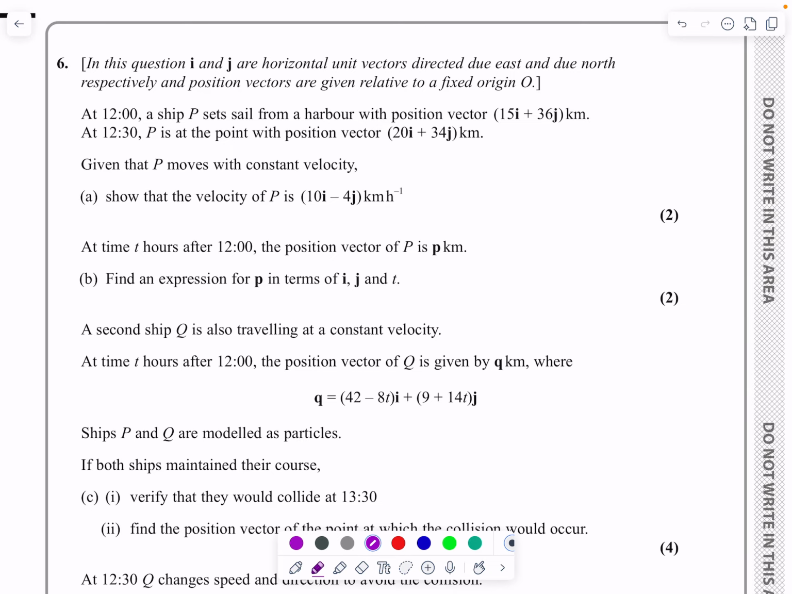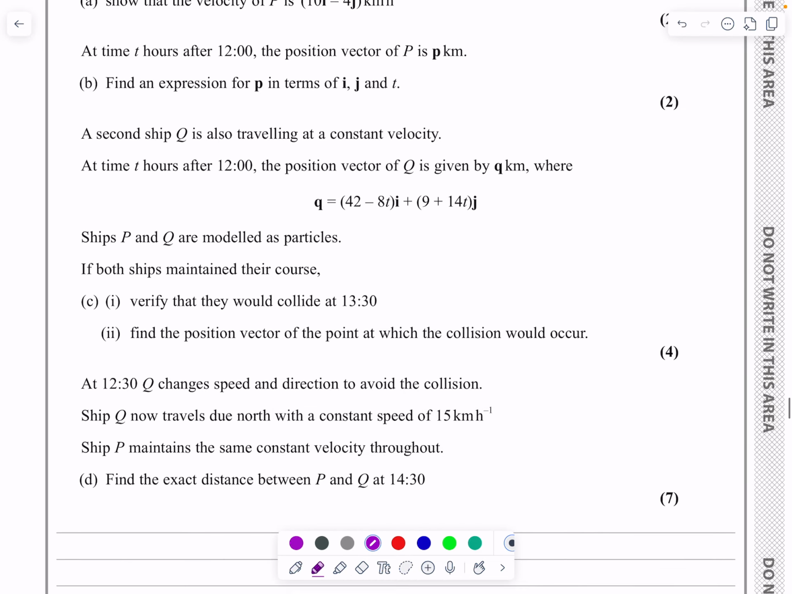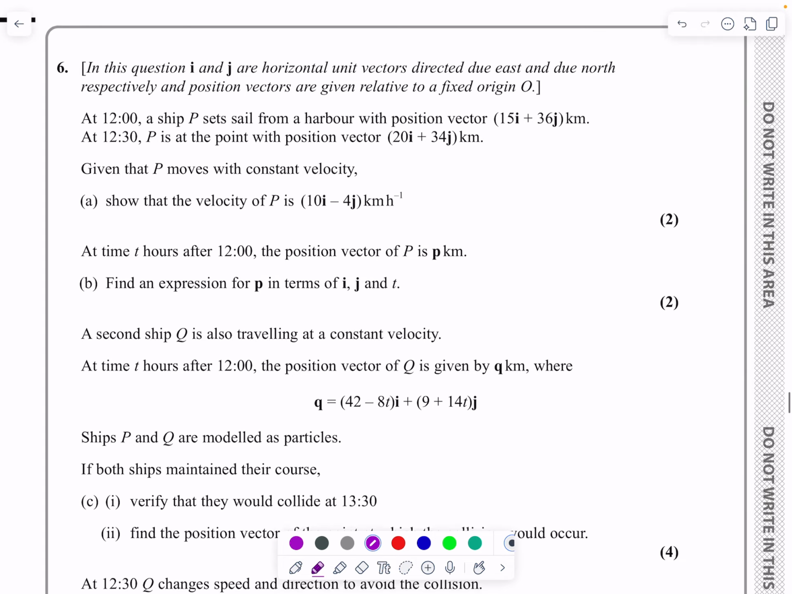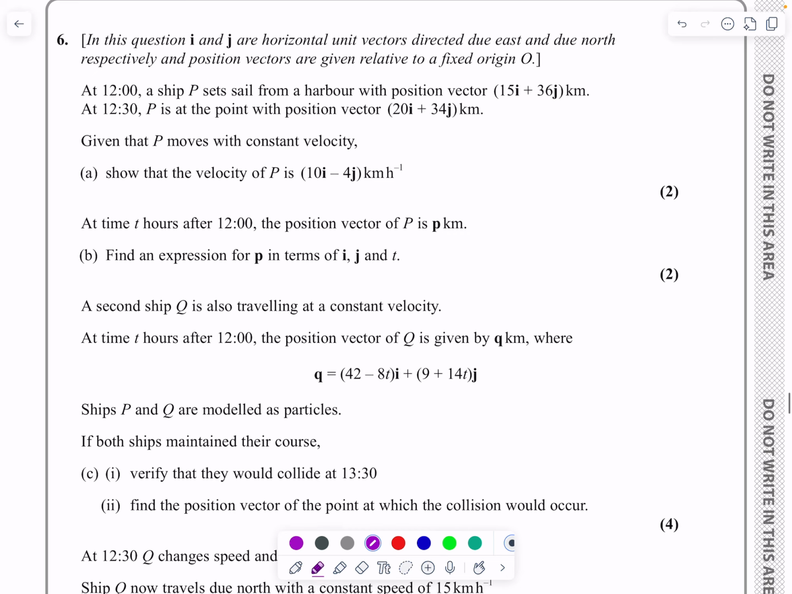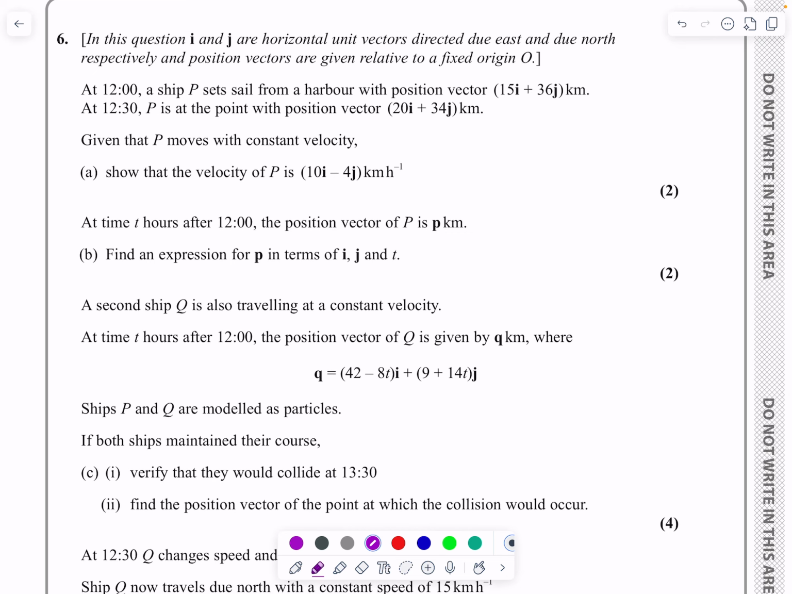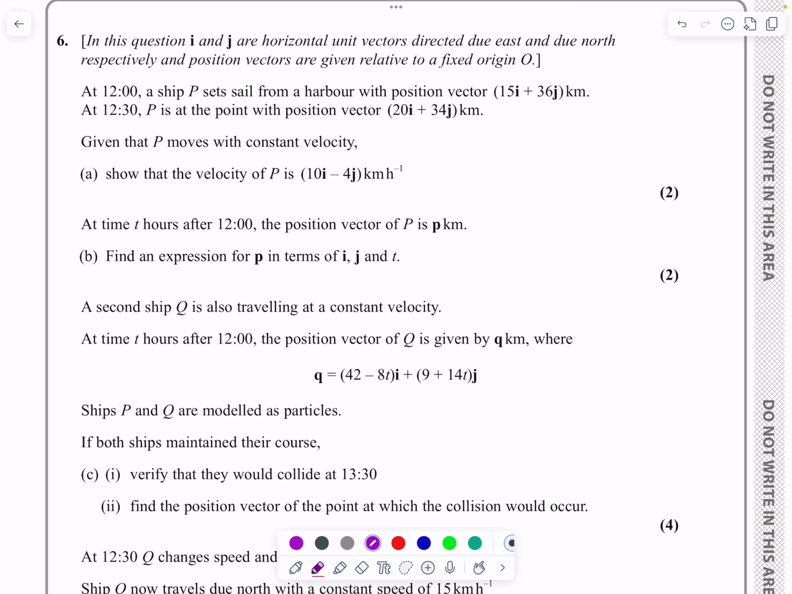Okay, this is the M1 paper from October 2023. This is question number 6, and as you can see as I'm scrolling this up and down, this is a vectors question. Specifically, we're going to be doing a lot of work on the vector equation of a line. So let's see what we've got going on.